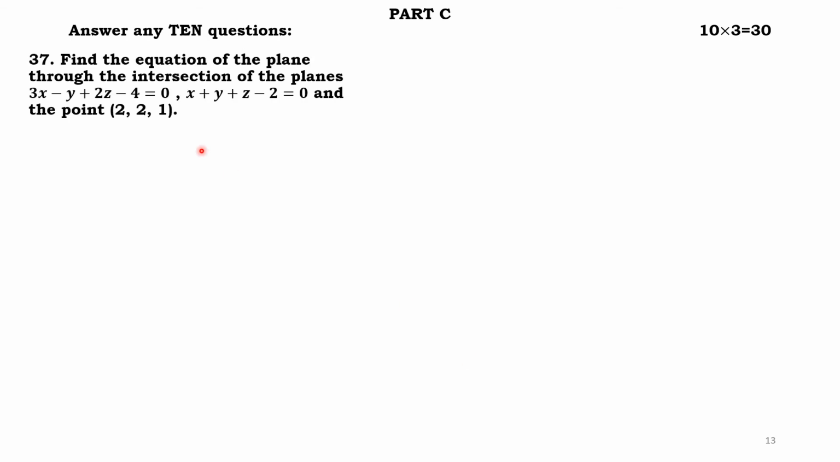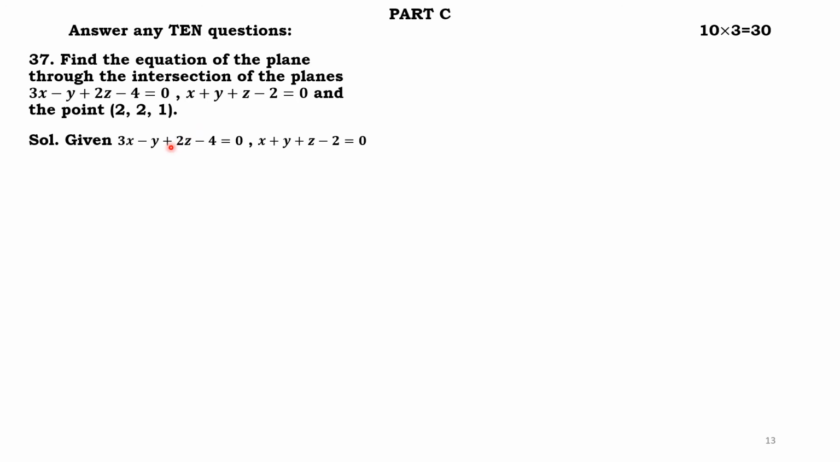Question number 37. Find the equation of the plane through the intersection of planes 3x minus y plus 2z minus 4 equals 0, x plus y plus z minus 2 equals 0, and the point (2, 2, 1). So there are two planes which are intersecting. Their equations are given and the point is also given. We have to find the equation of the plane.